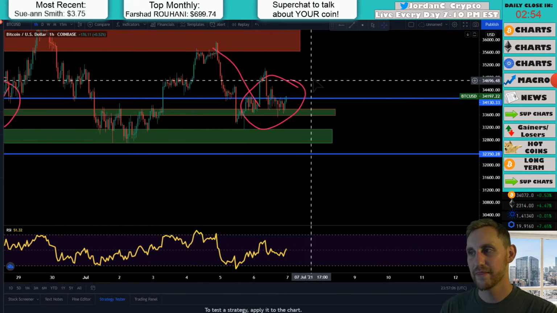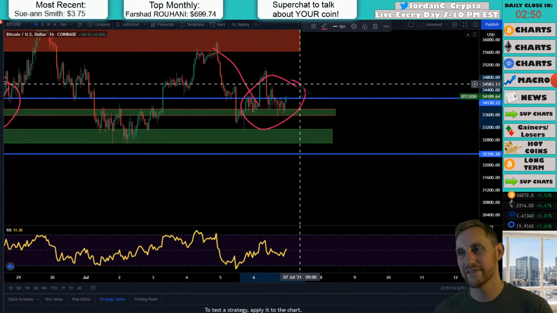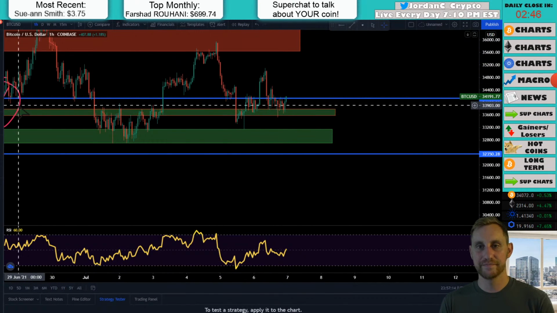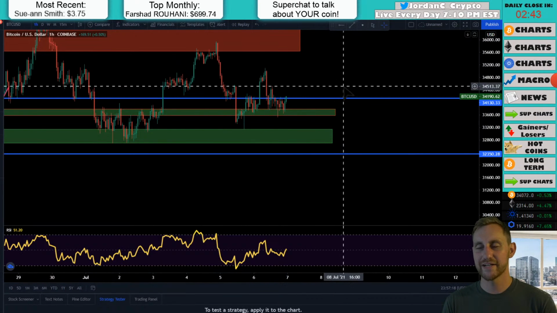Looks like we're trying to really invalidate that head and shoulders pattern that could still kind of be there on the 1 hour chart. But that's nice. It's good to see.